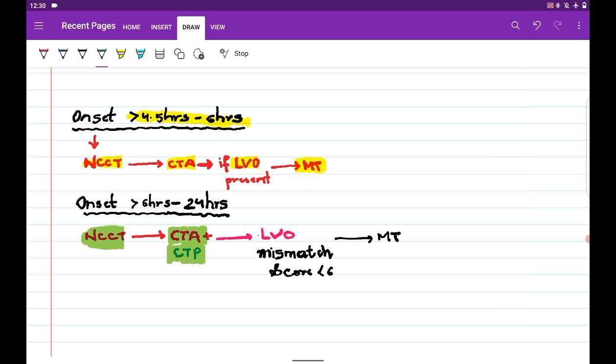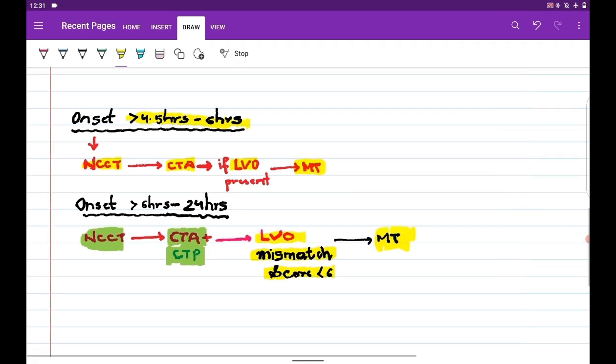So after NCCT we have to do both CT angiography and CT perfusion. CTP stands for CT perfusion. In CT angiography we look for large vessel occlusion, and in CT perfusion we look for mismatch score, which has to be less than 6. What is mismatch score? That is the presence of salvageable penumbra around a dead tissue, which can be salvaged by mechanical thrombectomy. If any of these two is present in CT angiography or CT perfusion, the patient has to undergo mechanical thrombectomy.